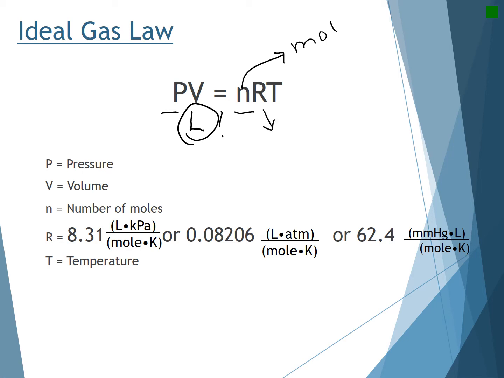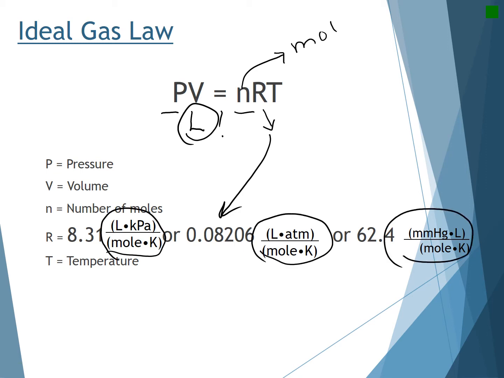R is a constant, okay? And if you look at these constants, it tells you in the units what units your other things have to be in. So if you notice, every volume unit is in liters. Every amount unit is in moles. Every temperature unit is always in Kelvin. And then the last thing that you should note is that your variable for your pressure can change.